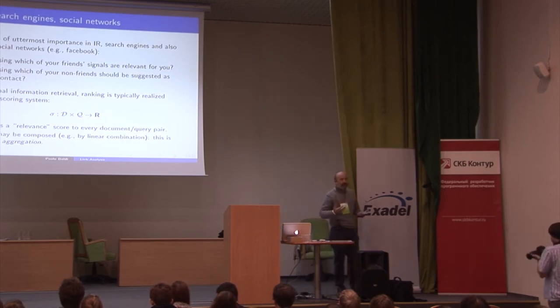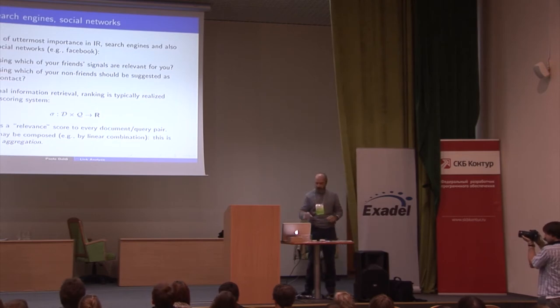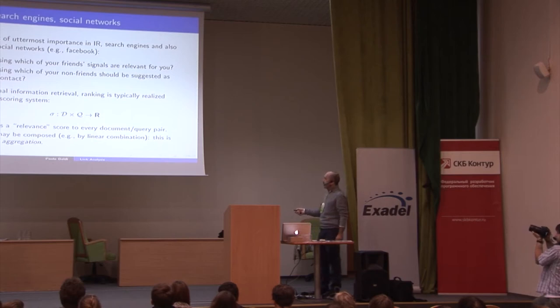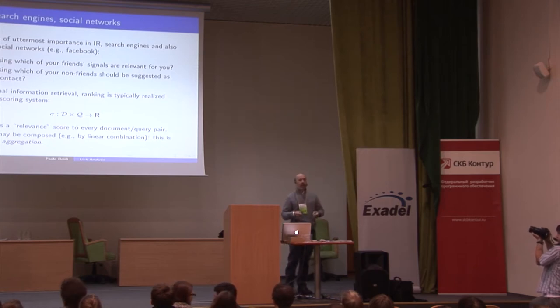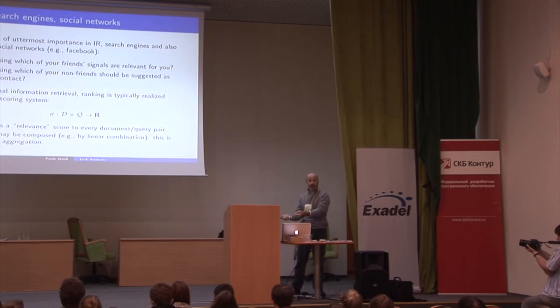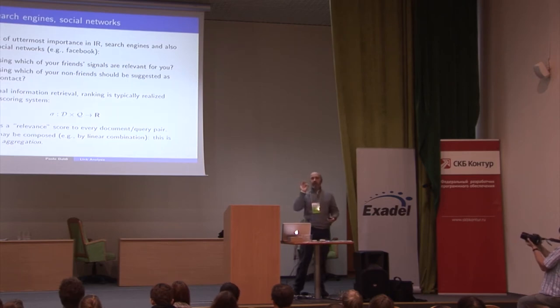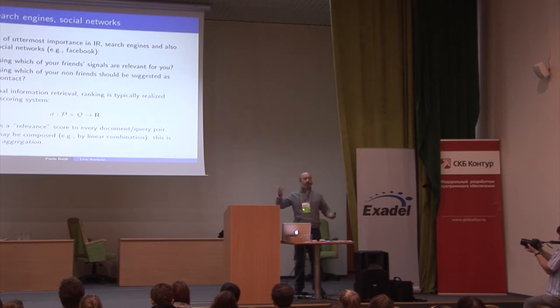But actually, in a search engine or in Facebook or in every object of this kind, there are many ranking functions. And usually they are somehow aggregated. So given a document and a query, you apply all the ranking functions you have, you get a number of scores, and then you aggregate them, for example, by a linear combination. So I will concentrate on a specific rank function, but keep in mind that usually in Google, Yahoo, or Facebook, they use many ranking functions, and then they aggregate them.